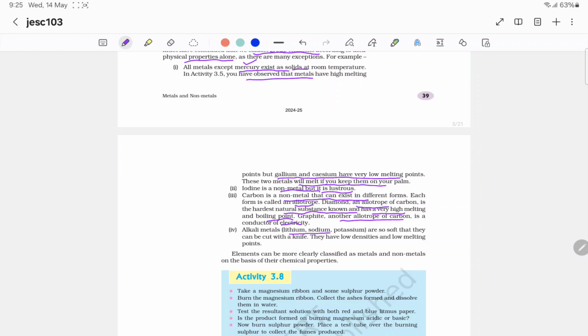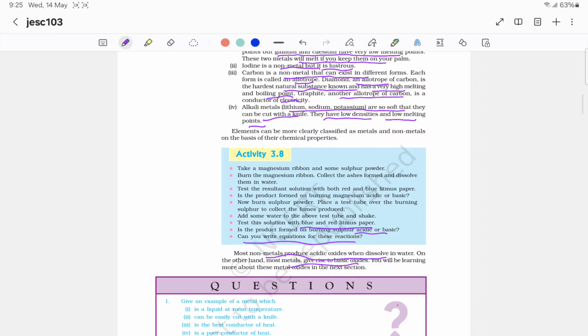Alkali metals, lithium, sodium, potassium, are so soft that they can be cut with a knife. They have low densities and low melting points, right? This is again an exception. Most of the metals are hard. Have you seen the activity? It's difficult to cut. But these lithium, sodium and potassium have low densities and they can be cut with a knife. So elements can be more clearly classified as metals and non-metals on the basis of their chemical properties.